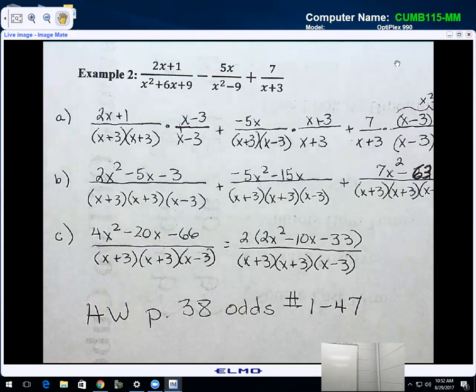We didn't get quite as far as I would have liked to have gotten, but do the best we can. Stop at 47 in the homework. 1 through 47 odd. Watch some factoring videos if you need to. Watch some rational expression videos if you need to. Come see me if you need to.